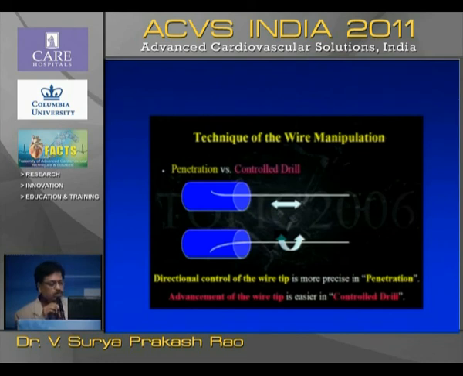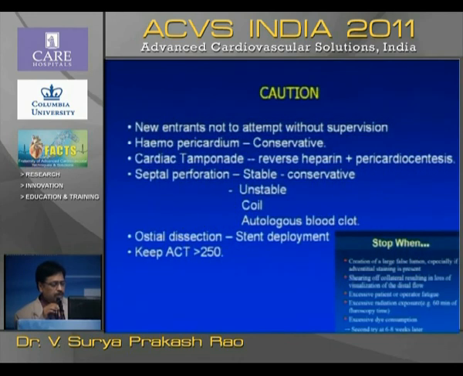And caution: a new entrant should not attempt the retrograde technique. Hemopericardium you can manage. Cardiac tamponade you can reverse with heparin and pericardiocentesis. And septal perforation you can close with a coil. And ostial dissections you may need a stent.